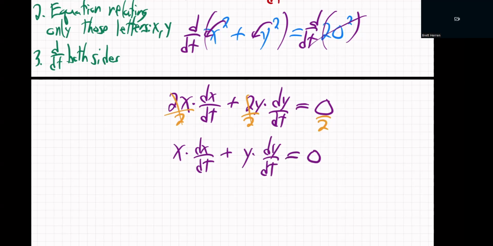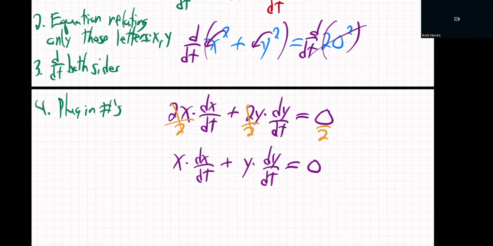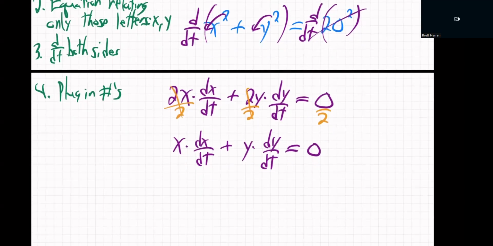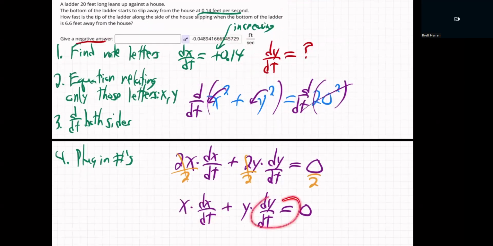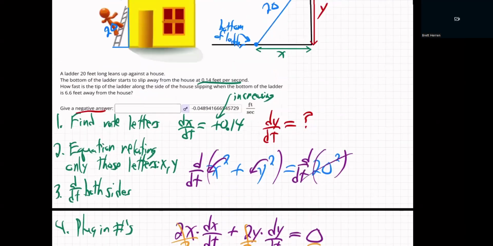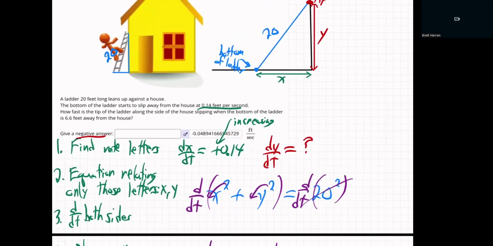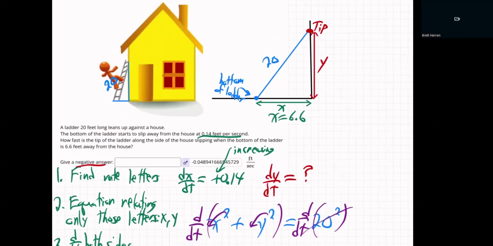All right, and step four, plug in the numbers. What are we looking for? What do we have? We have dx/dt, and we want dy/dt. Do we have x and y? How are we going to find x and y? Oh, there's the 6.6 I haven't used. When the bottom of the ladder is 6.6 feet away from the house, that means x is 6.6. And if that's the case, I can also get my hands on y.